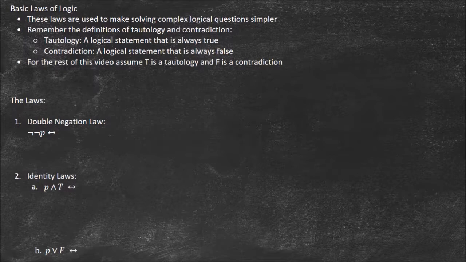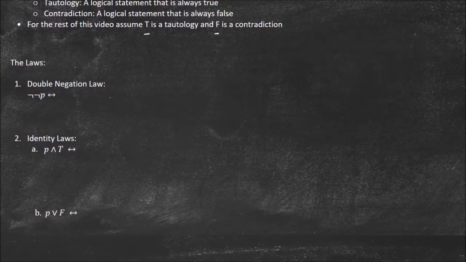So as you remember, a tautology and a contradiction. A tautology is a logical statement that's always true, and a contradiction is the opposite of that, a logical statement that's always false. For this video, assume that the capital letter T is tautology, and capital F is contradiction. Think of F just like false. It's always false. So let's get into these laws.